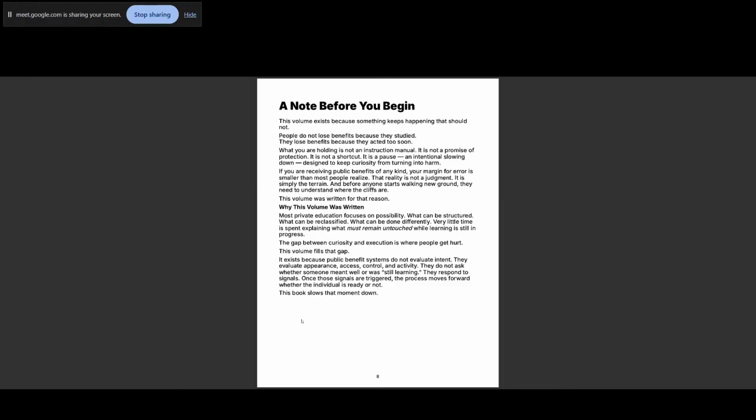It exists because public benefit systems do not evaluate intent. They evaluate appearance, access, control, and activity. They do not ask whether someone meant well or was still learning. They respond to signals. Once those signals are triggered, the process moves forward whether the individual is ready or not. This book slows that moment down.